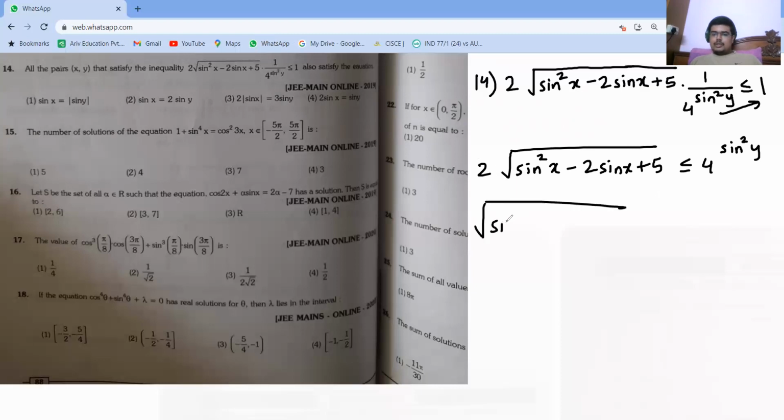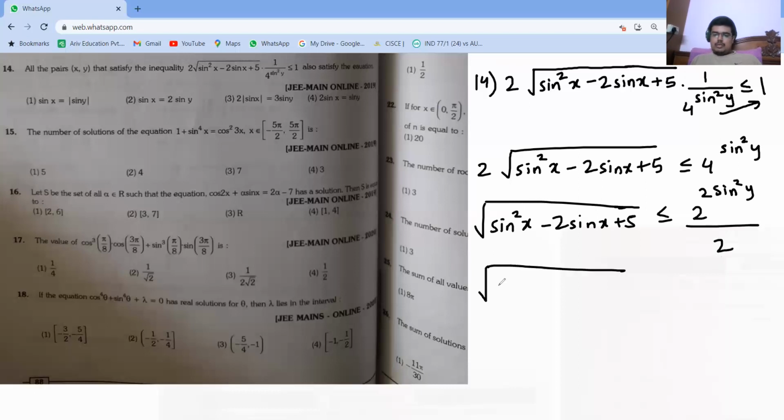So root of sin square x minus 2 sin x plus 5 is less than equal to, see, 4 is 2 raised to 2, and the upon 2 will come. So now we have root of sin square x minus 2 sin x plus 5 is less than equal to 2 raised to, we can write this as 2 sin square y minus 1.